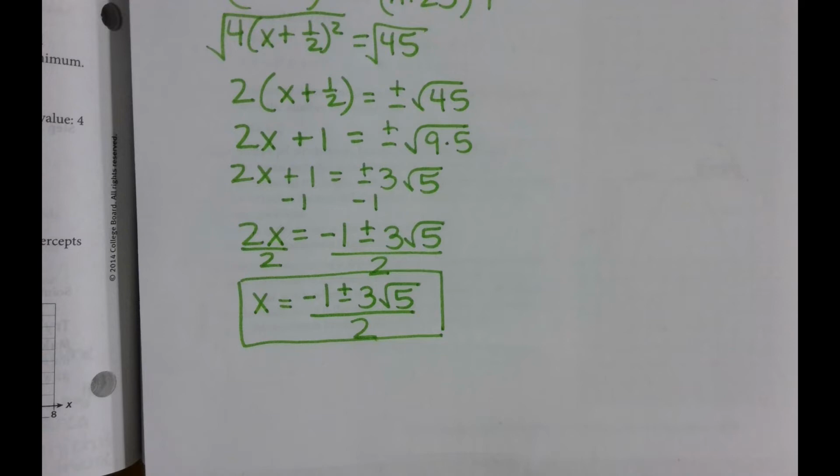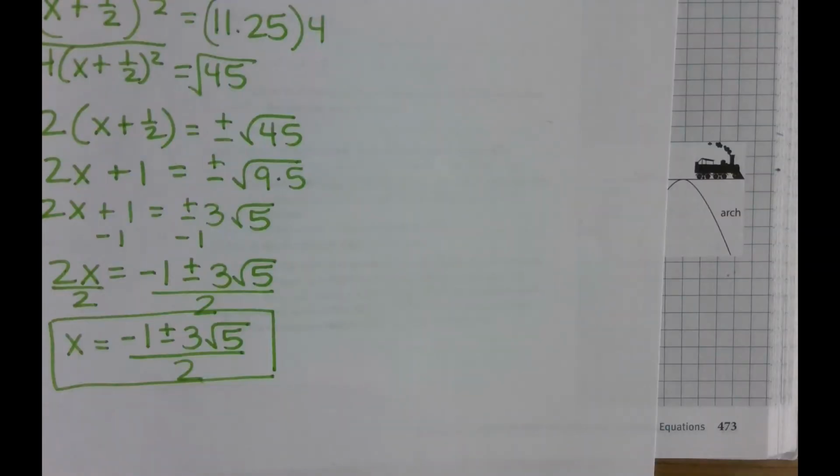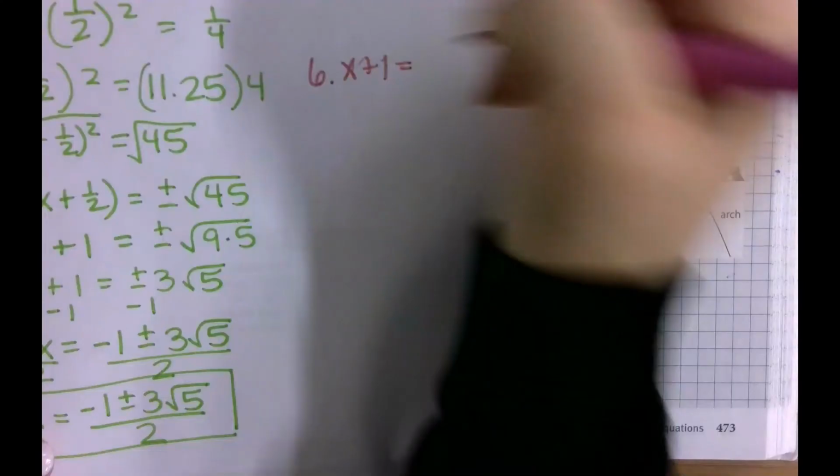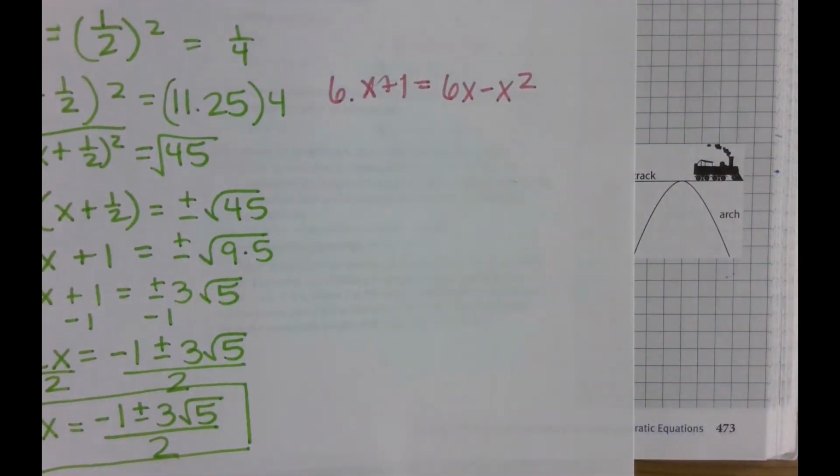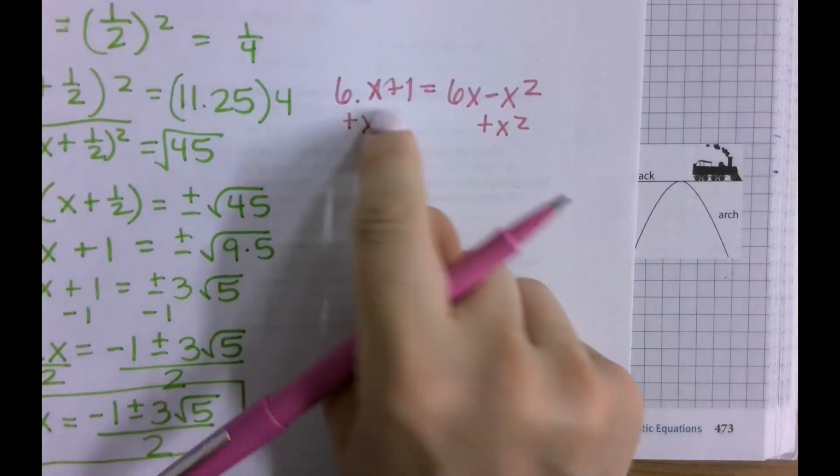All right, pause the video again and do number 6. All right, so number 6 equals 6x minus x squared. We want to avoid having negative a values, because it makes it more complicated. So let's move this around so we get rid of that. So I'm going to add x squared.